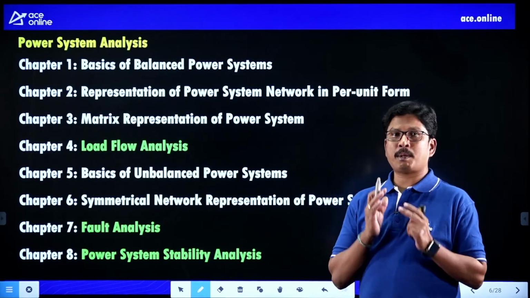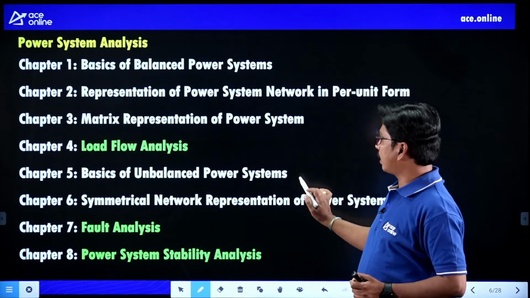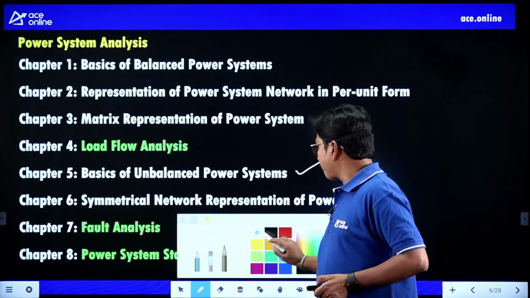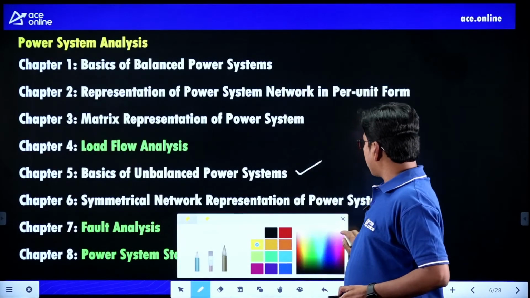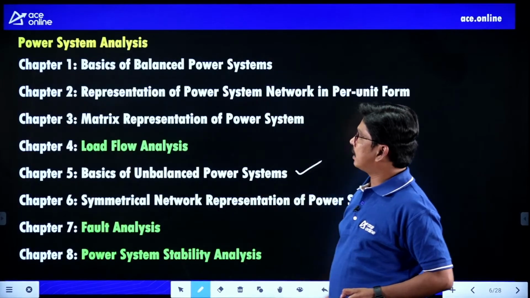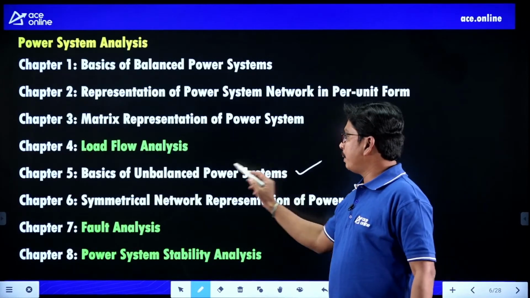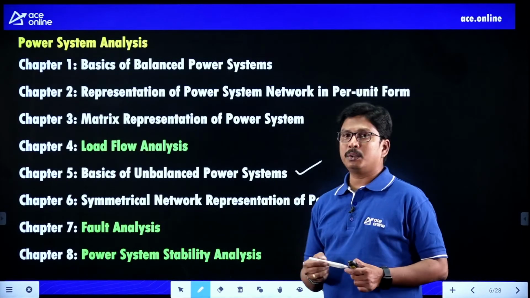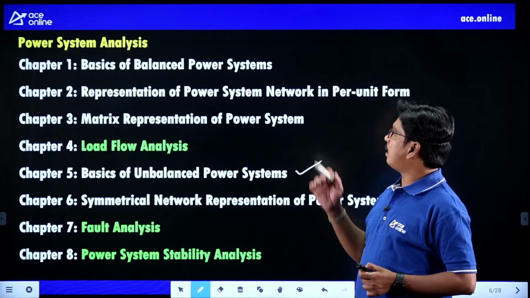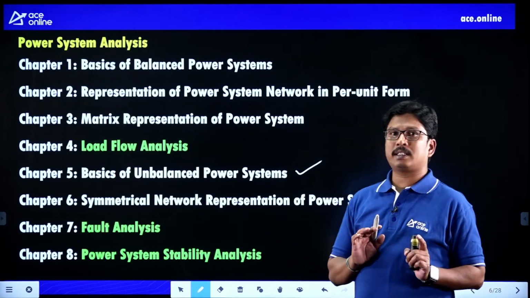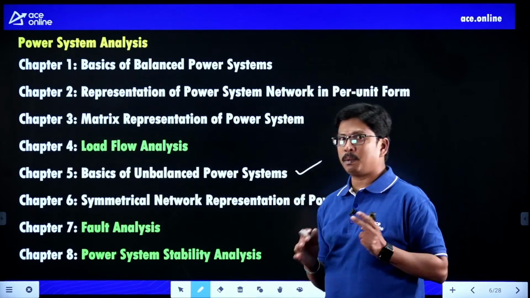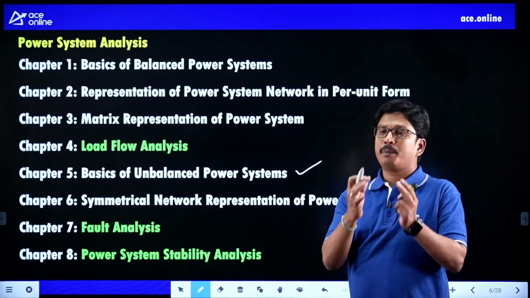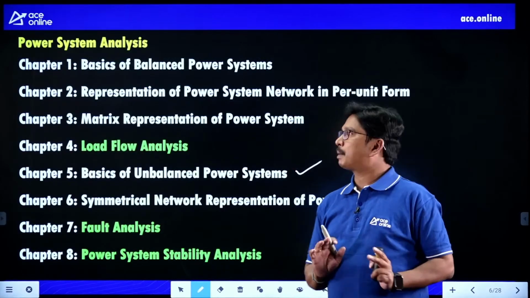When balanced three phase power system is clear for you, then we can go for basics of unbalanced three phase power system, right? So in chapter 1 we are studying the basics of balanced power systems in three phase, and the basics of unbalanced power systems we are studying in chapter 5. And in chapter 2 we are seeing the representation of power system network in per unit system, right? As we are facing some problems in the actual absolute system of analysis, we are moving to per unit system representation.